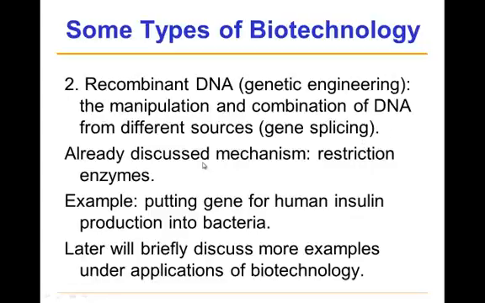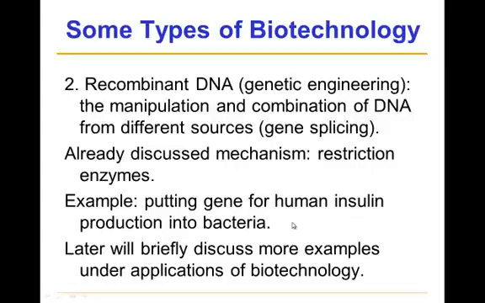And we already discussed the tool that we use, the mechanism. These are restriction enzymes. We cut two sources of DNA with the same restriction enzyme, we get complementary sticky ends, and they will go together, and we can simply use DNA ligase to hook the little spliced bits together. And a great example of this would be putting the gene for human insulin production into bacteria.